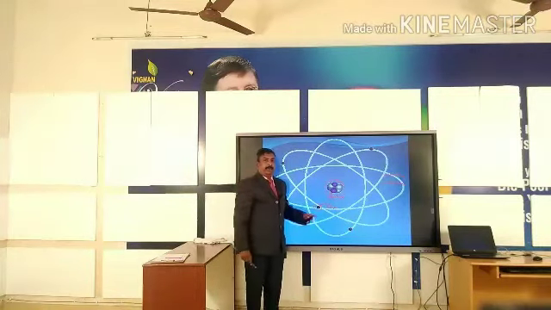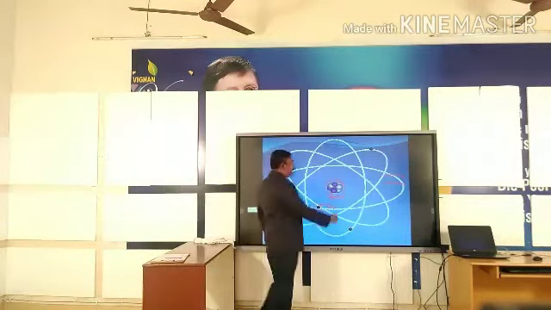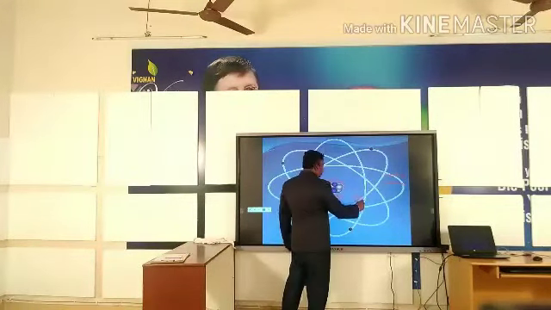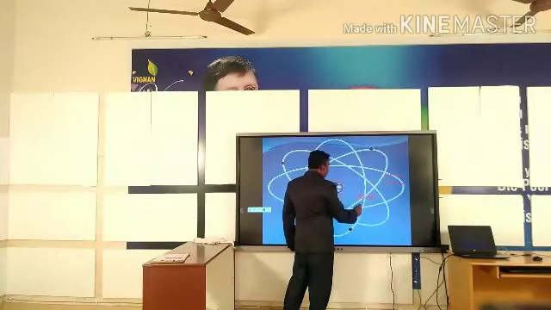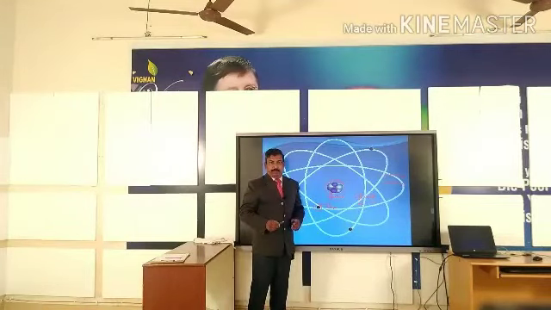So the fundamental property of matter means that an atom consists of positive charges and negative charges in it. And the total number of protons and the total number of electrons, it means the total number of positive charges and the total number of negative charges, are equal. That's why basically matter is electrically neutral.